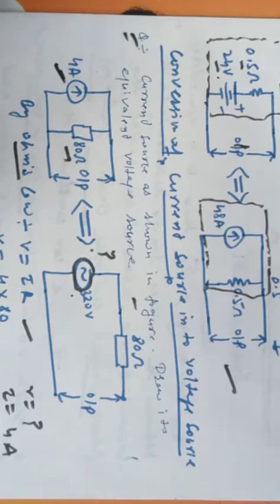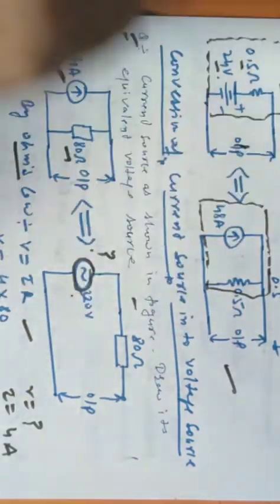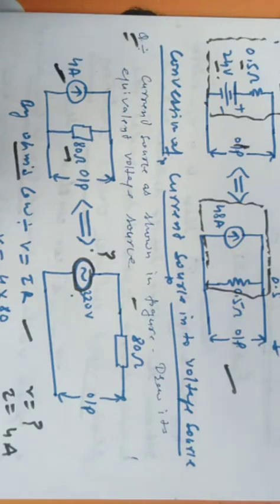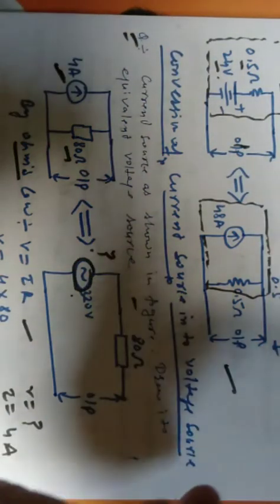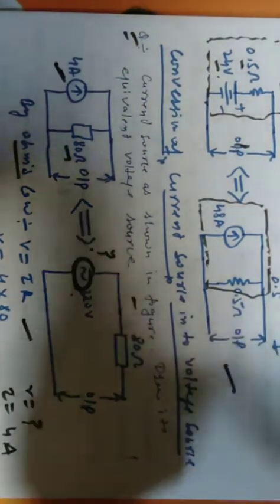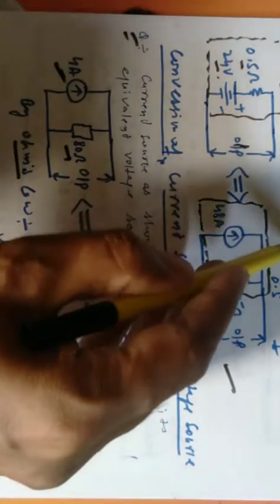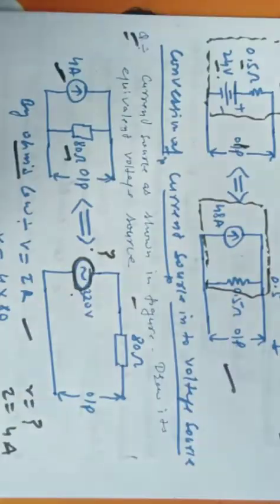We have taken a question in which a DC voltage source having an open circuit voltage of 24 volt and source resistance of 0.5 ohm, draw its equivalent current source. We are given the voltage, that is 24 volt, and resistance 0.5. By using Ohm's law, V is equal to IR, putting the values of voltage and resistance, we can calculate the current, which is equal to 48 ampere.